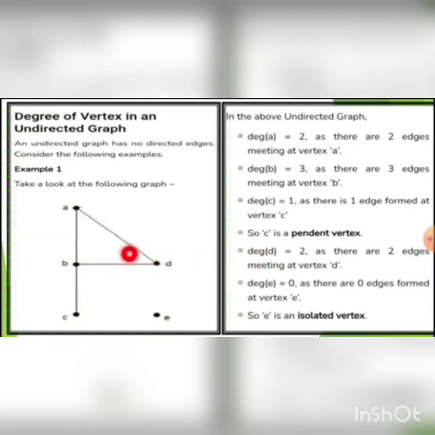Here from this graph, degree of D is equal to 2 since there are two edges meeting at vertex D that are AD and BD, which are meeting at vertex D. Degree of E is equal to 0 as there are 0 edges formed at vertex E. So E is an isolated vertex.